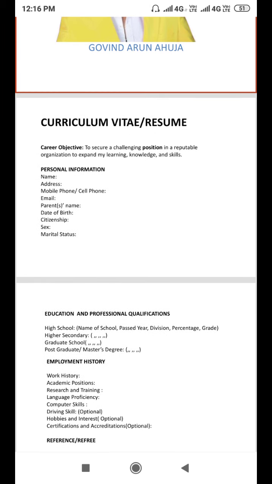Nowadays, it is common to write career objective. So as a model, this is not only the way you can write, but this is one of the ways that you can write. Career objective I have written: to secure a challenging position in a reputable organization to expand my learning, knowledge and skills. So this is not only the one, as I have told you, you can write your own career objective according to your profession.